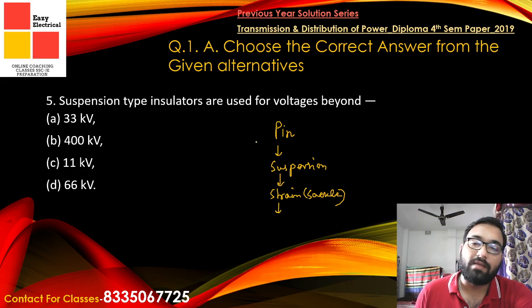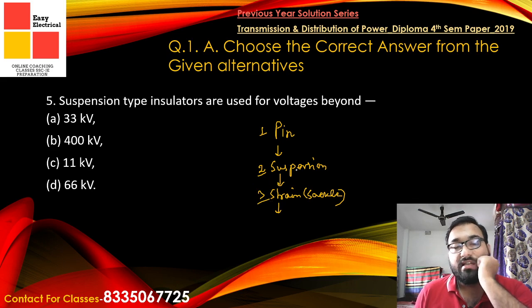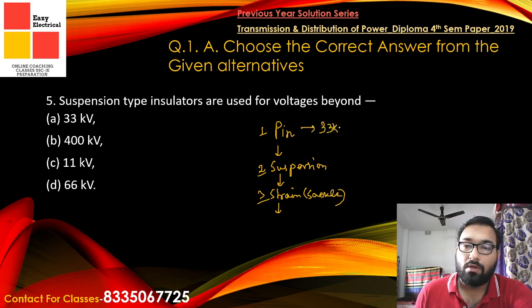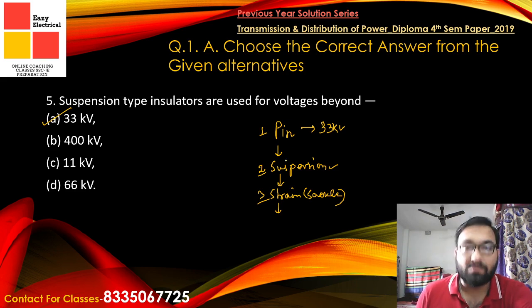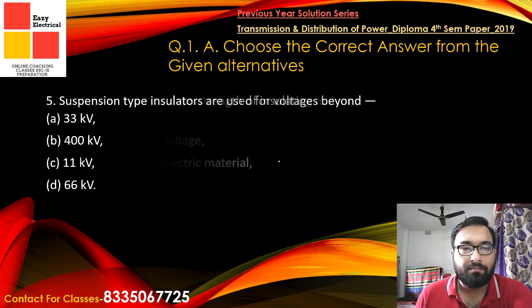So these are some of the types: pin, then suspension, then strain. These are some of the types. Generally, pin insulators are used up to the level of 33 kV. Up to this point, pin insulators are viable, we can use them. But after that we generally use suspension insulators. So 33 kV is the mark above which we generally use suspension type insulators. Now let's look at the next question.